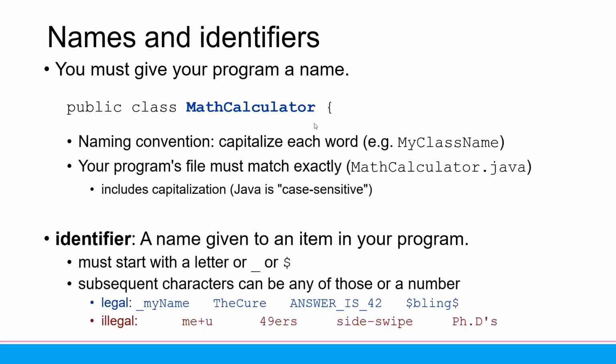So last week we already learned about Java, what is the identifier that you need to be concerned with. The identifier is a name given to an item in your program, and it must start with a letter, underbar, or $ sign. So those are the examples of which is legal and which is illegal.